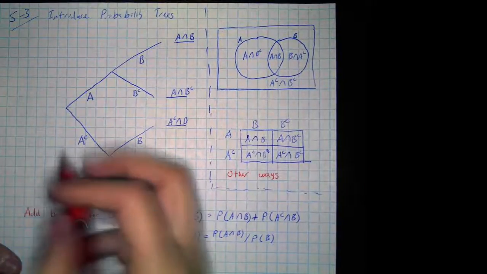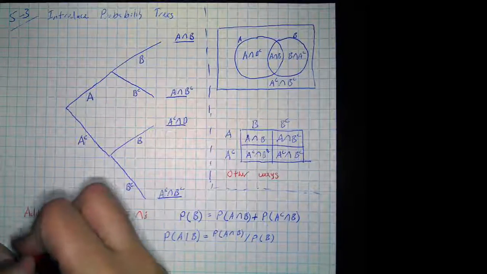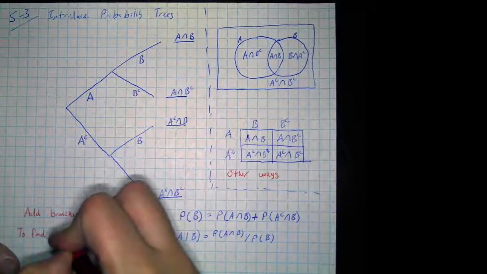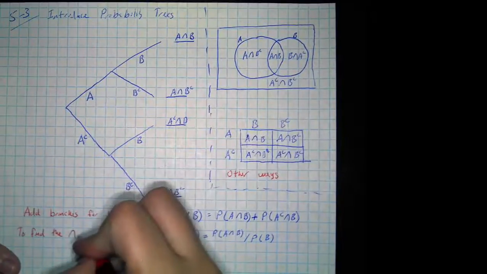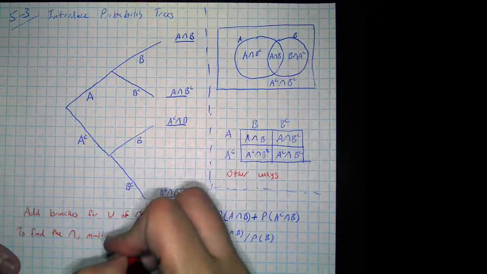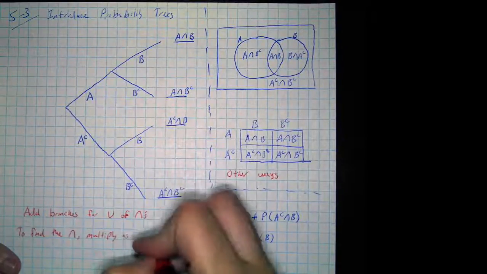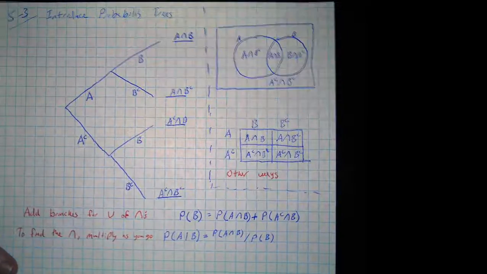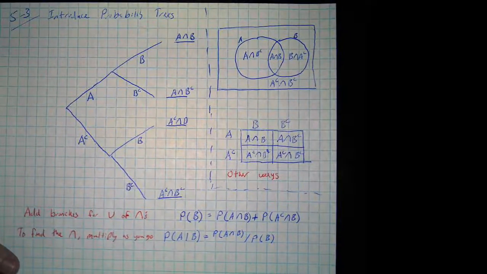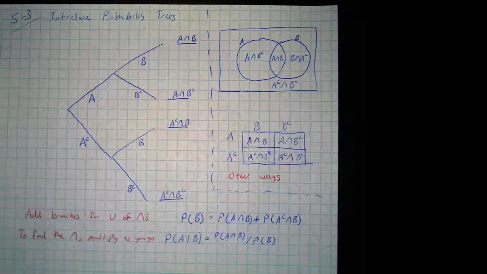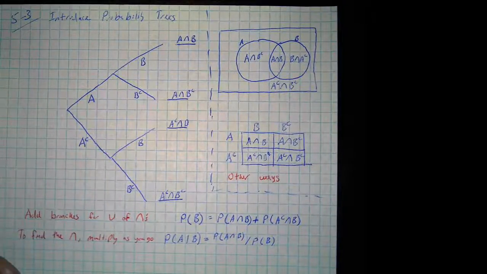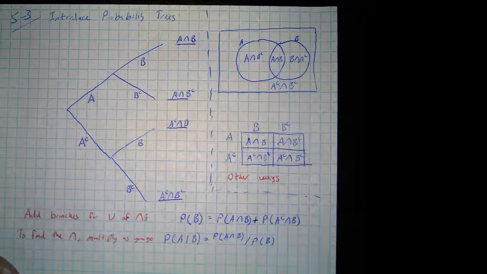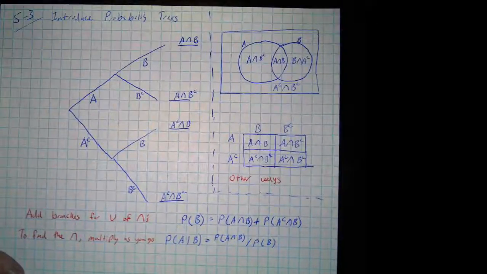Okay. And to find the ands, multiply as you go. Does that make sense yet? It doesn't make sense yet. It will. Just wait. Multiply as you go. It's like a whistle while you work type thing, right? Oh no, I got 1 minute.